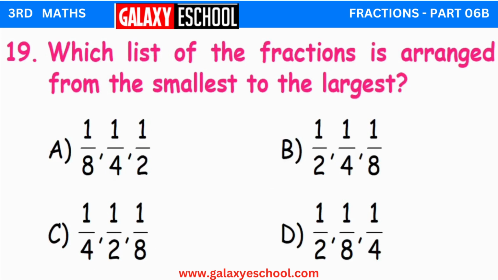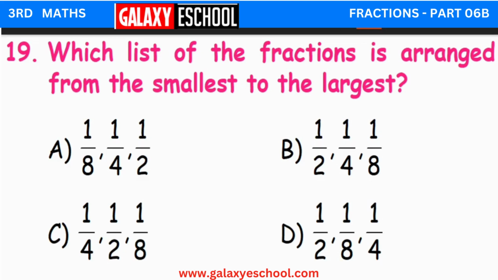Yes? Next, which list of the fractions here is arranged from the smallest to the largest? Just what did I say? See, in fractions, what are the numbers that we have here? 2, 4 and 8. See, in normal numbers, 2, 4 and 8 is the arrangement of the numbers from smallest to largest. What happens in fractions? The reverse. First 1 by 8 becomes the smallest, then 1 by 4, then 1 by 2, children. Okay, apply the opposite rule.